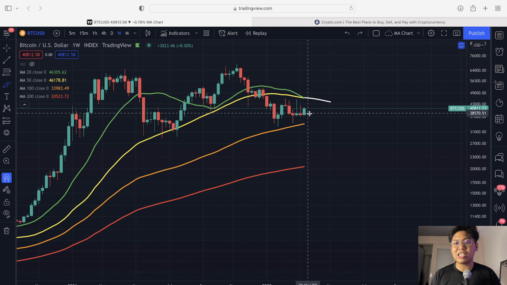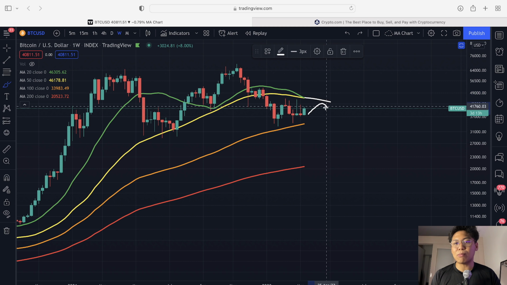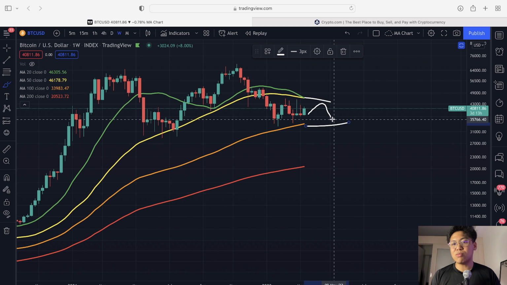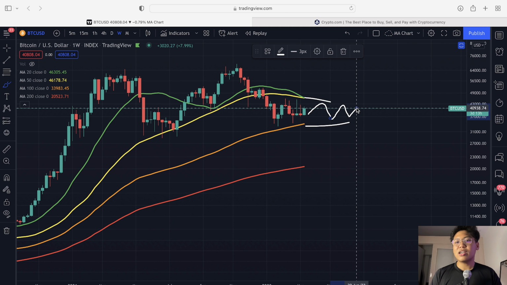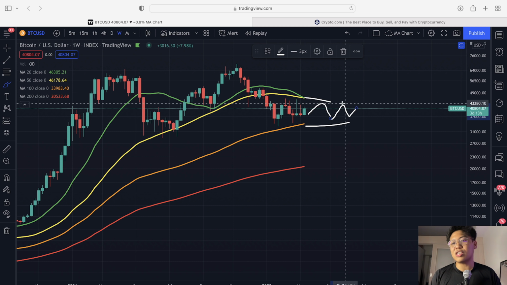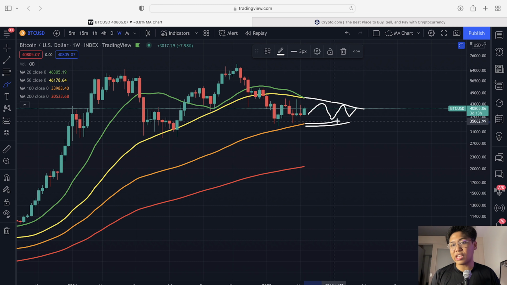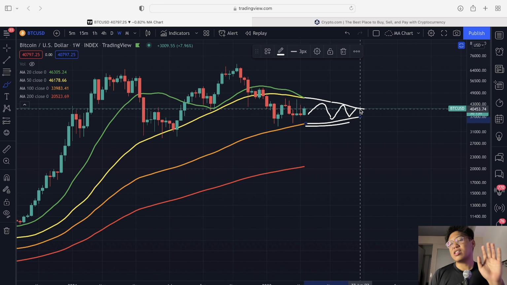Kasi if let's say na-reject tayo sa ating 50-week moving average tapos nag-bounce ulit sa 100-week, possible kasi na mag-consolidate siya dyan further. And then if let's say nag-consolidate siya dyan further, then we might actually see another Bitcoin decision time within that area. And then dito na natin pag-usapan yung ating worst case scenario.